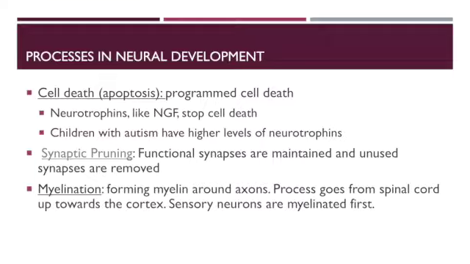In addition to synaptogenesis and neurogenesis, one of the things that's critical is getting rid of cells that you don't need to use. This process is called cell death or apoptosis. This is when cells go through a process of killing themselves off.